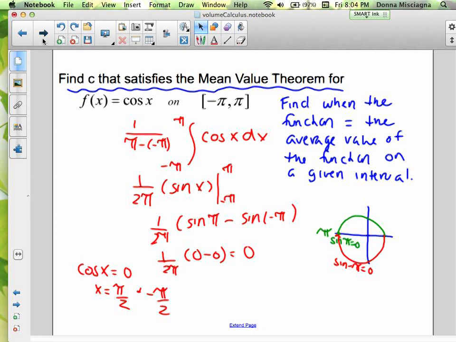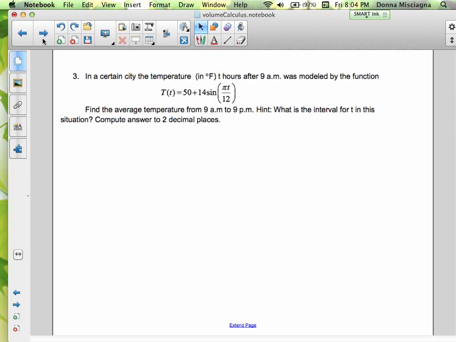Let's do a little more complicated problem, and one that I don't have any word problem, because you might get a word problem, right? And one that it's not written in your notes. The last problem in your notes is in the next podcast. In a certain city, the temperature in degrees Fahrenheit after 9 o'clock was modeled by the function T of t is equal to 50 plus 14 sine of pi t divided by 12.